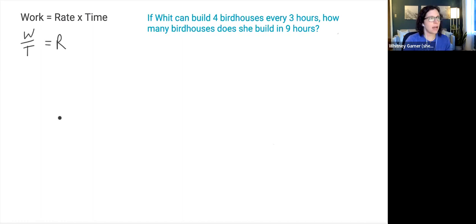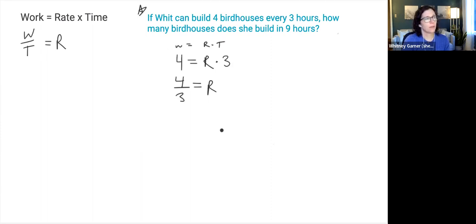If I'm unsure of that, I can always plug in the intro amount. If Wit can build four birdhouses every 3 hours, her rate is 4/3. Work equals rate times time. Then I want to know how many birdhouses she builds: four birdhouses per 3 hours in 9 hours. Do some little canceling here. She can do 12 birdhouses.